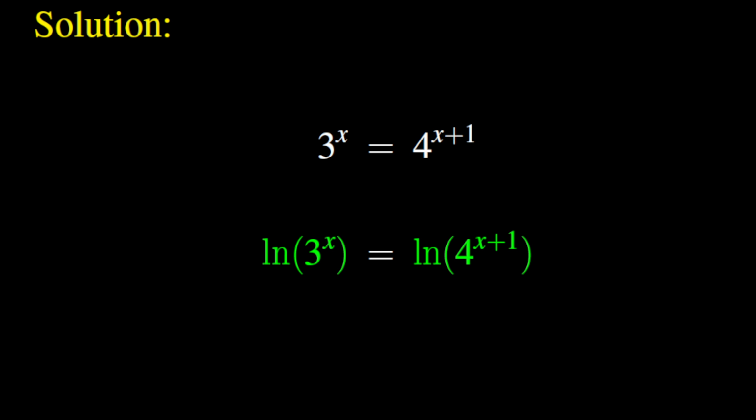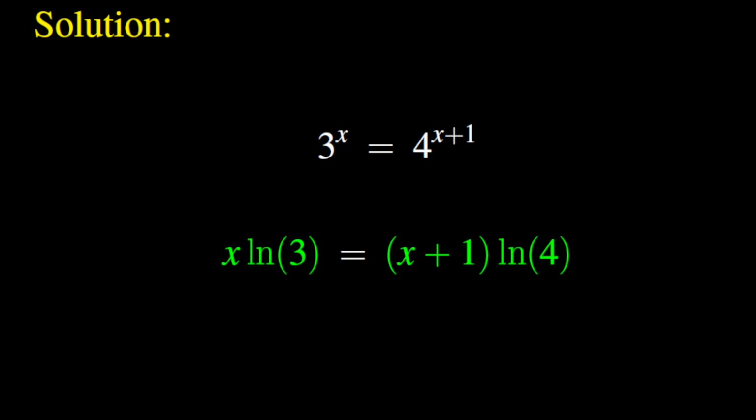Now let us look at irrational solutions to this equation. We take the natural logarithm of both sides of the equation. Using the properties of the natural logarithmic function, the left-hand side becomes x times the natural log of 3, and the right-hand side becomes the quantity x plus 1 times the natural log of 4.